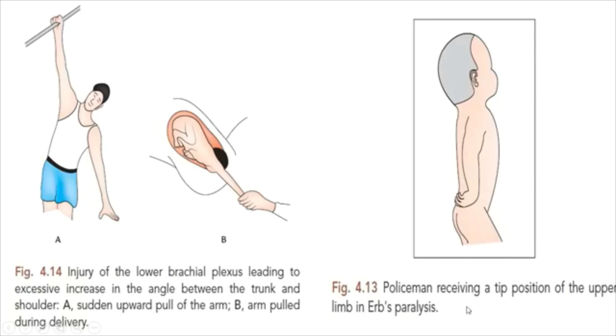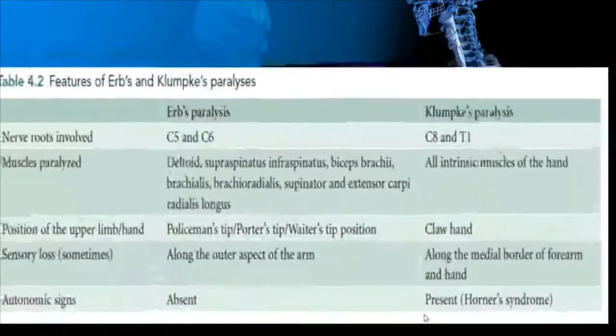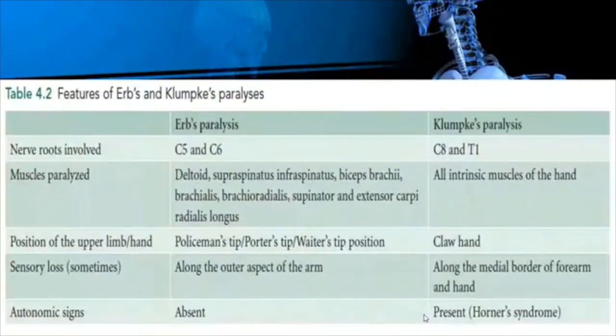So policeman receiving a tip position, it is in case of Erb's paralysis. This is the figure showing the features of both Erb's and Klumpke's paralysis. The upper trunk is formed by cervical 5 and 6 and the lower trunk is formed by cervical 8 and thoracic 1. In case of upper trunk injury, there will be Erb's paralysis, and in case of lower trunk injury, there will be Klumpke's paralysis.